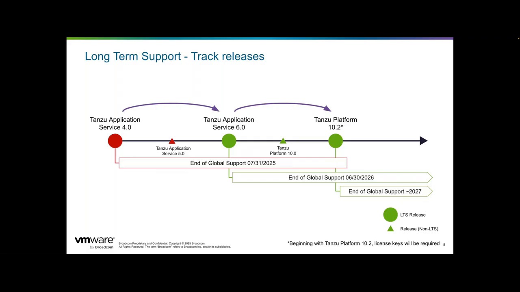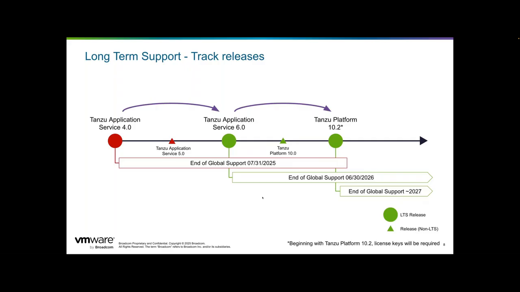And that was released back in 2023. And so it's coming to end of global support on July 31st of next month. So Tanzu Application Service 6 is going to be that next jump for you. And you can see there are obviously releases that happen in between. We had Tanzu Application Service 5, we had Tanzu Platform 10.0. These releases are incredible feature releases, and we'll talk a little bit about some of the innovations that we bring to those, but they're not considered LTS releases and are supported for a shorter period of time.